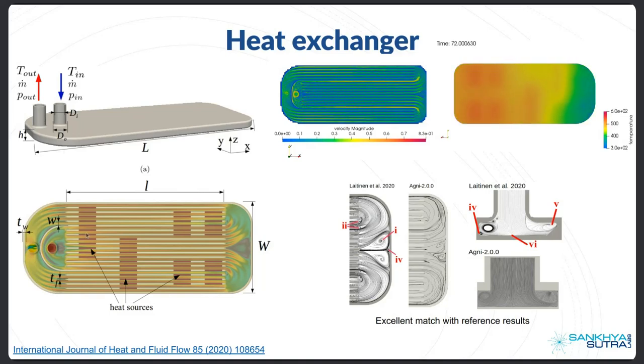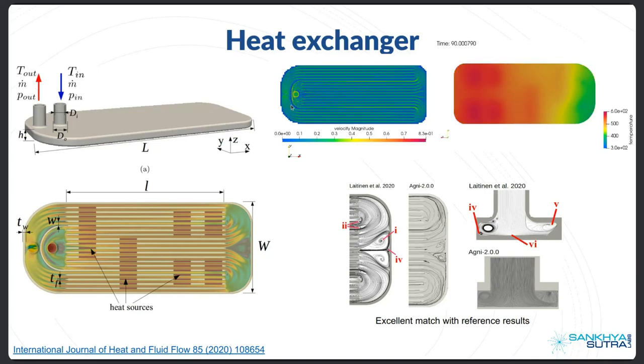And so the brown patches that you see here can be considered as the sources of heat, that is the electrical equipments, the electronic equipments that would be attached to this heat exchanger. And in order to cool those electronic equipments, we let a fluid at certain temperatures come into the heat exchanger. It flows through these channels and then goes out. The hot fluid goes out from another channel.